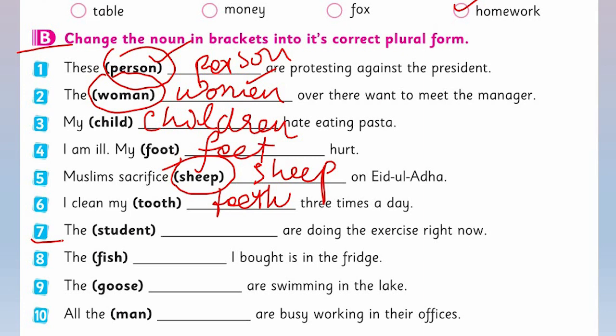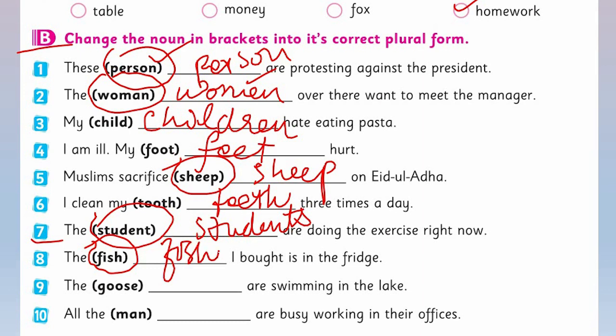Look at the seventh one. The student are doing the exercise right now. Here the plural form of student is students. Look at the eighth one. The fish I bought is in the fridge. Fish is an irregular noun, so we will not change it.